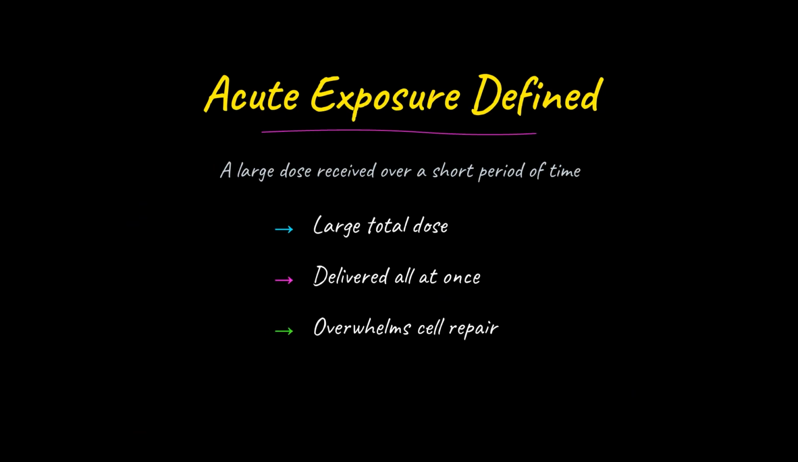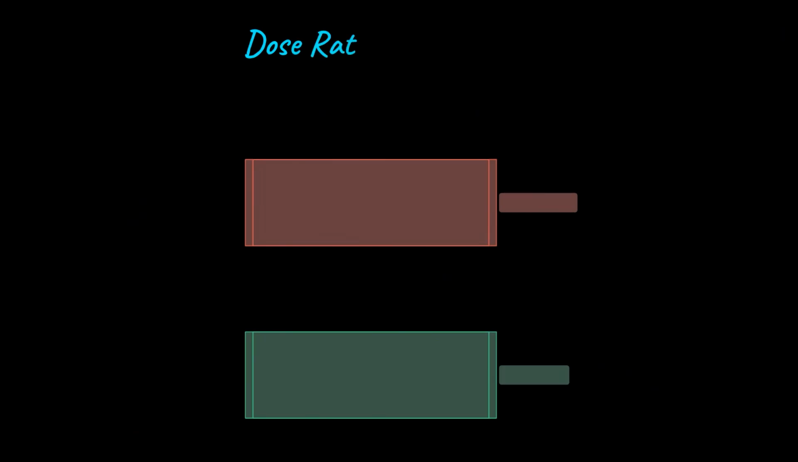When we classify radiation exposure, the most important variable isn't just how much dose a person receives, it's how fast it arrives. That rate of delivery is what separates acute from chronic exposure. Acute exposure means a heavy dose arriving rapidly, faster than the body's repair mechanisms can keep up.